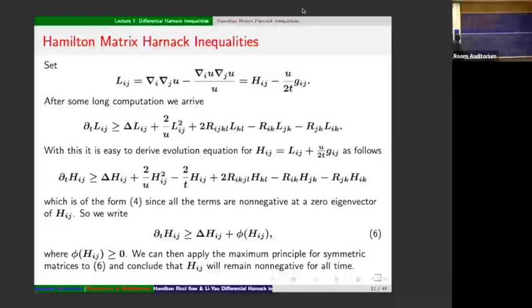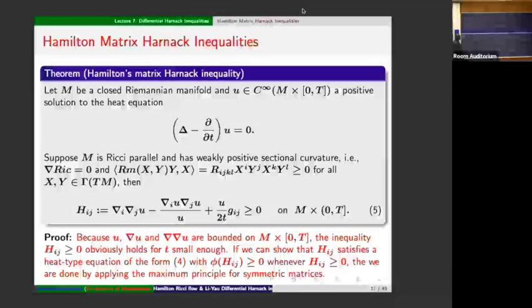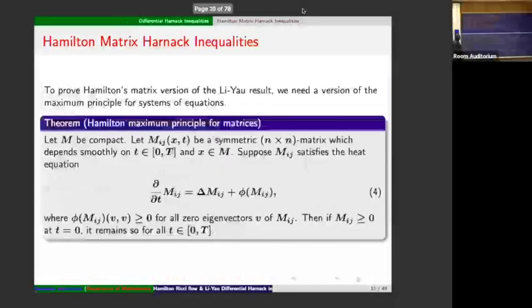Then, with that, Hij will satisfy this equation, which is of form 4 that I want to prove. And you have this with all what you have here, phi of Hij greater or equal to 0, just like the maximum principle. You can now apply the maximum principle to show that Hij greater or equal to 0. And that one proves this: Hij greater or equal to 0. We have this by application of this maximum principle.